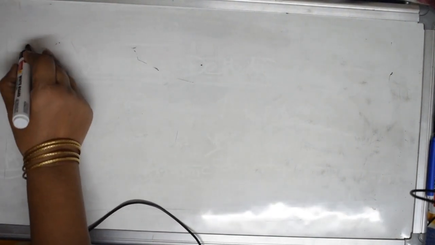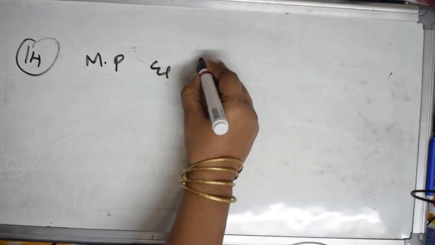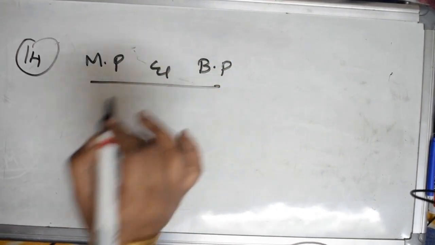In the 14th trick, I am giving you a trick in terms of melting point and boiling point. Yes, students, so note it, melting point and boiling point. How do we do this? Remember the trends of melting point and boiling point.